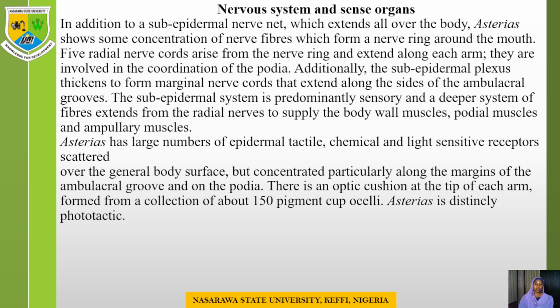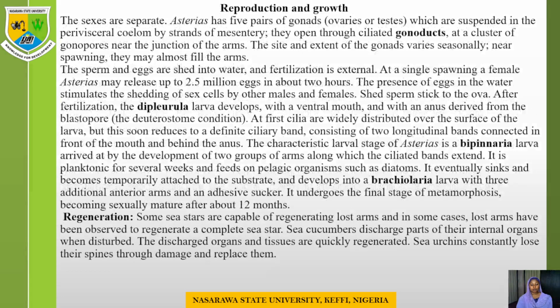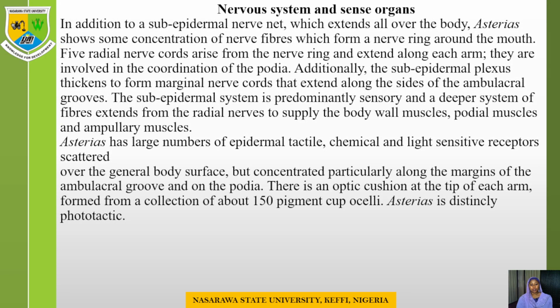Asterias has a large number of epidermal tactile, chemical and light sensitive receptors scattered over the general body surface, but concentrated particularly along the margins of the ambulacral groove and on the podia. There is an optic cushion at the tip of each arm formed from a collection of about 150 pigment cup ocelli. Asterias is distinctly photopositive.